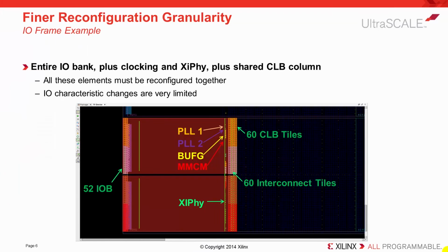Examination of a new programmable unit shows a coarser granularity for I/O and clocking resources. An entire I/O bank consisting of 52 IOBs, an MMCM and a pair of PLLs, clock buffers, and I/O logic contained in the Xi-Fi join a clock region height of 60 CLBs as a single programmable unit. All of these elements must be reconfigured together. I/O characteristic changes are limited to ensure silicon safety.